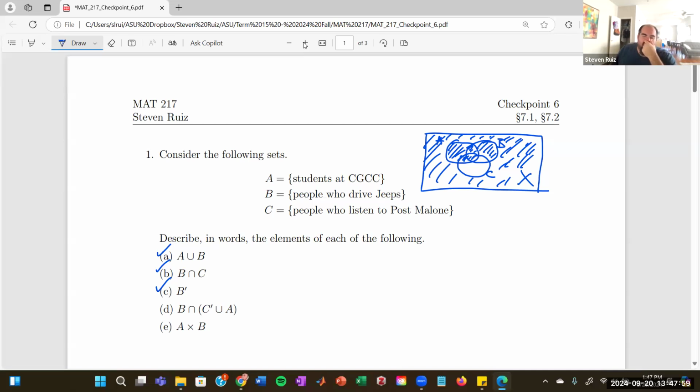So now that I have a diagram, can I describe what's going on in there? It would probably be easier to describe this in terms of what's not there. So let me see if I can do that both ways. So I'm kind of looking at my shading here. So basically, I think this set describes everyone in the world except for people who listen to Post Malone.